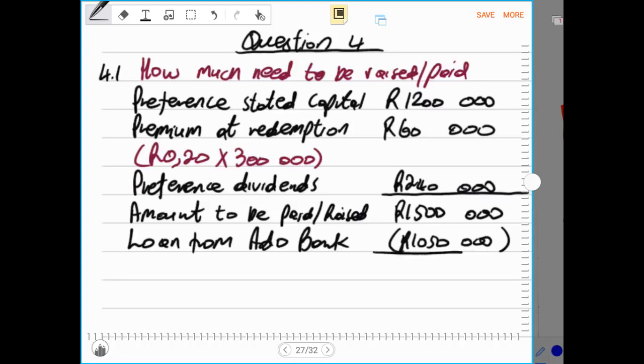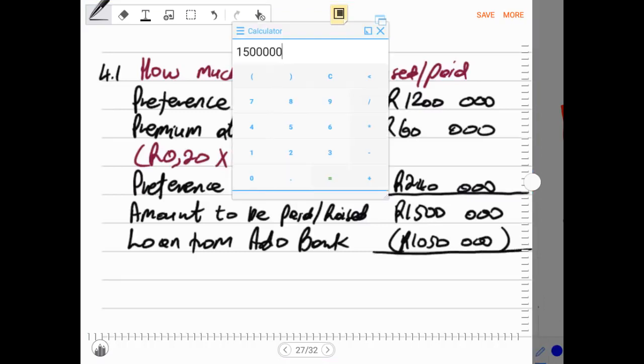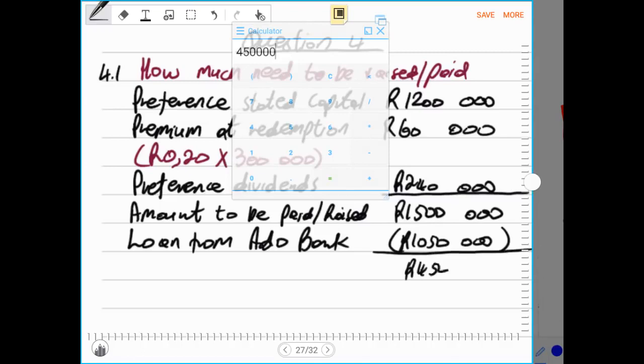Then immediately when you raise money, you must check how much balance you have after. Minus 1,050,000, and the balance is 450,000. You don't have to write this balance. I'll just say balance 1.